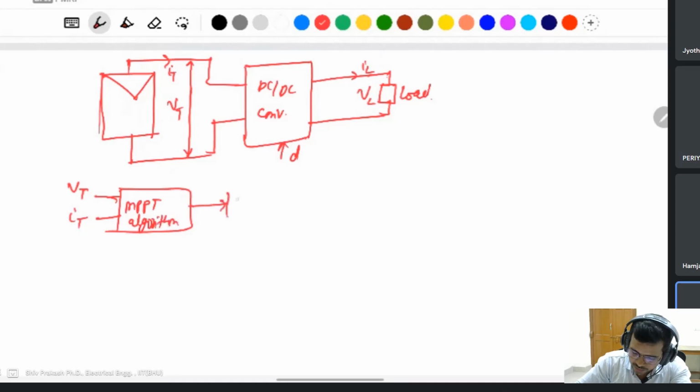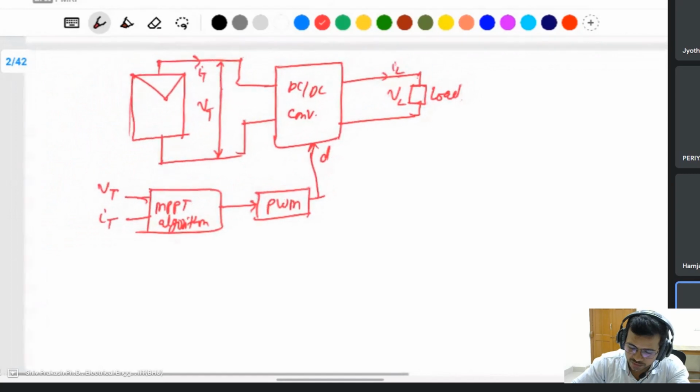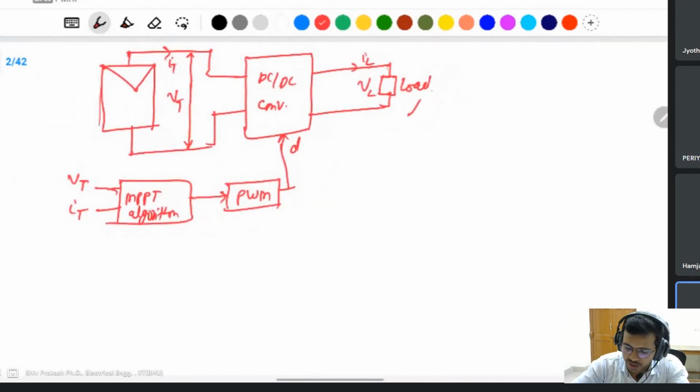After that, a PWM will generate the duty cycle and give it to the DC converter. It will work on the MPPT, maximum power point tracking, in the standalone system. This is the standalone system. There are many types of load, like battery charging or water pumping. This one is a standalone system.